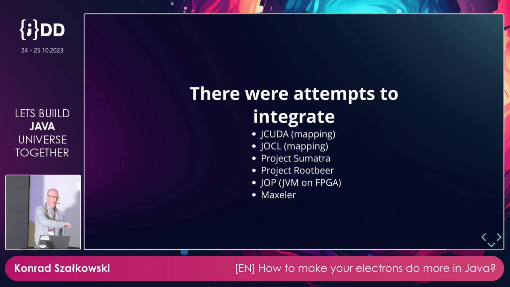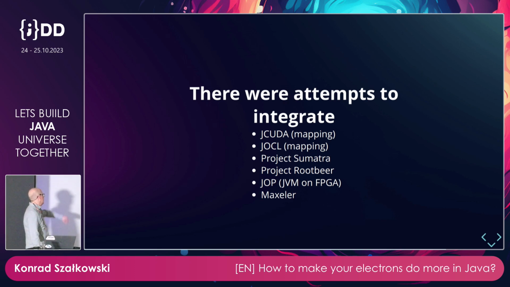JCUDA, JOCL. Those libraries are more or less JNI mappings over the normal CUDA libraries which you have available in the NVIDIA SDKs. The problem is that they are JNI mappings, and who has used JNI? I pity you. Sorry, JNI is the part of Java which is not usable. More or less, you are mapping C headers into the Java code with all the problems of type conversion, handling error situations, and so on and so on.